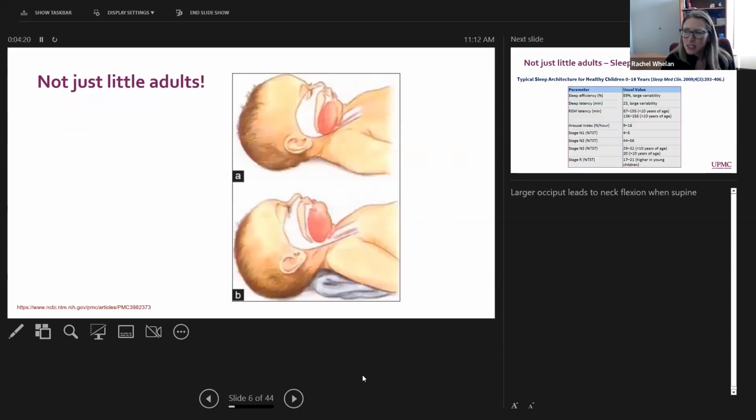In terms of really looking at the airway anatomy from a sleep standpoint, this picture nicely demonstrates that even just the size and shape of the occiput puts children in some degree of flexion when it comes to what it does to the level of the upper airway. And so a neutral, quote unquote, neutral position for children sometimes is actually still a little bit restrictive from an upper airway standpoint.